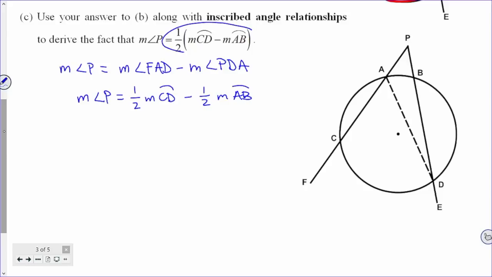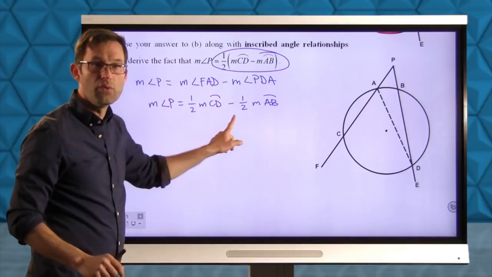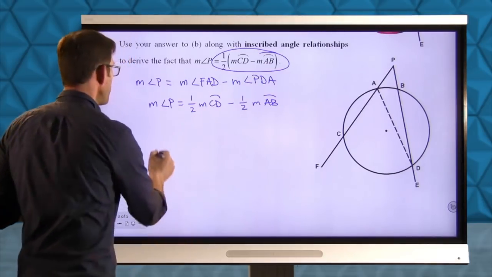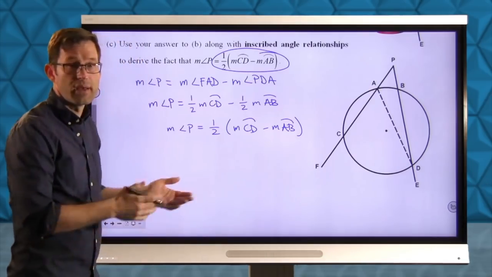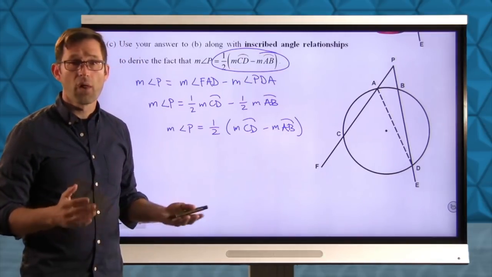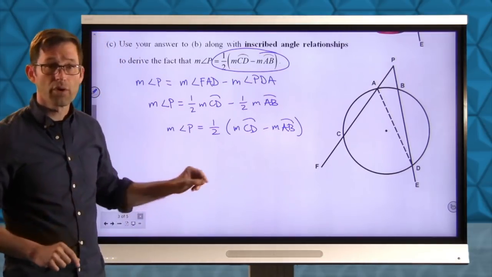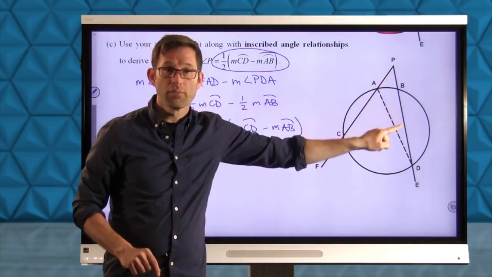And now look, this is what I'm trying to come up with. This is what I have. All I need to do is factor out that common 1/2. So the measure of angle P is 1/2 the measure of arc CD minus the measure of arc AB. And that's it, and I have it. That was even simpler than the last one, right? Because all I had to do was use the exterior angle theorem, which said that this angle is the sum of this one plus this one.